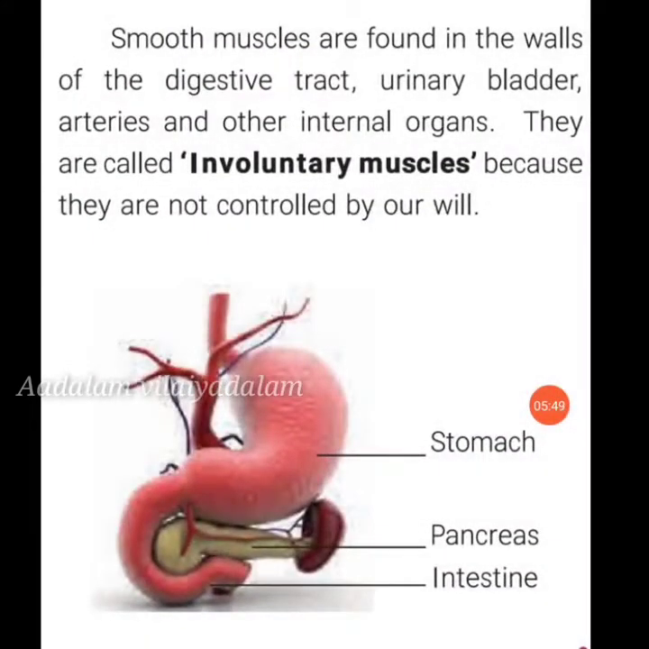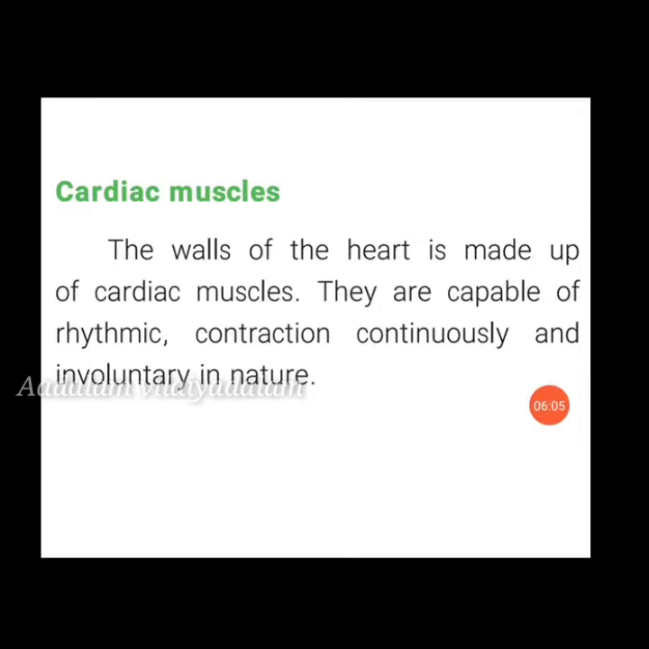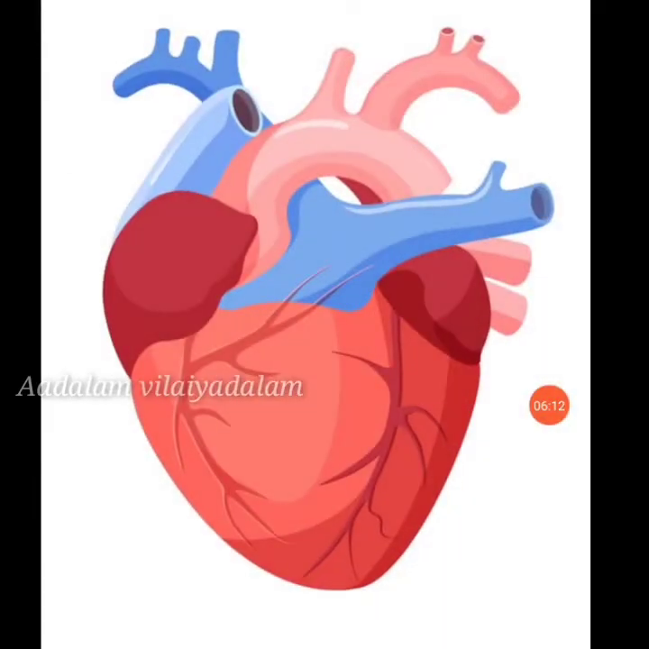Next one, smooth muscles. Smooth muscles are called involuntary muscles. They are not controlled by our will. Next one, cardiac muscle. The walls of the heart are made up of cardiac muscles. They are capable of rhythmic contraction continuously and are involuntary in nature.